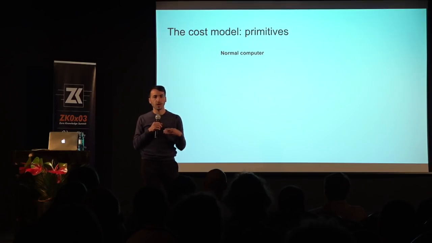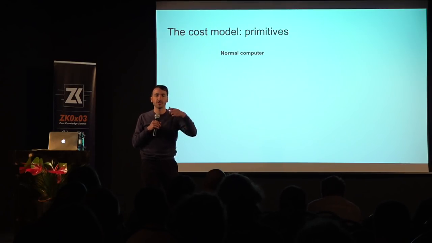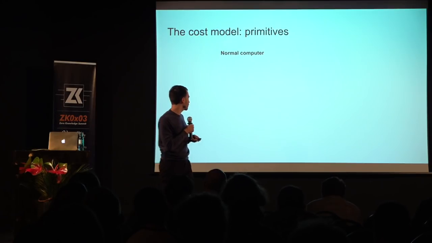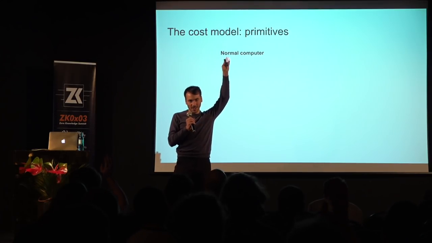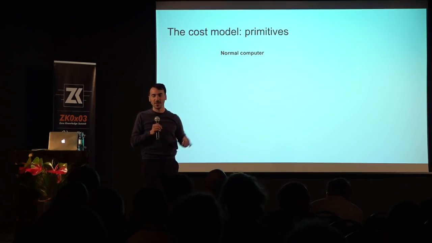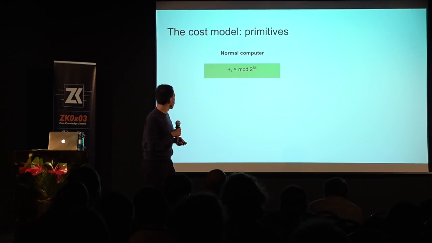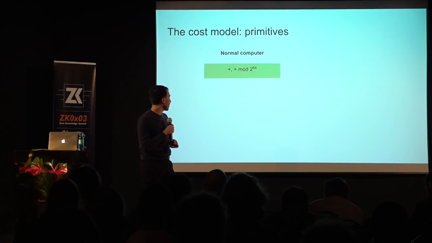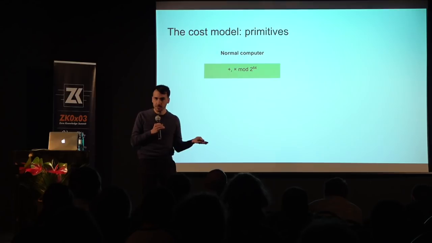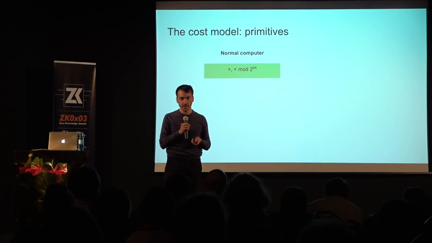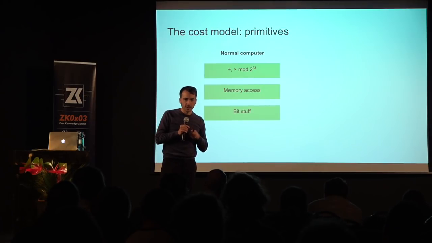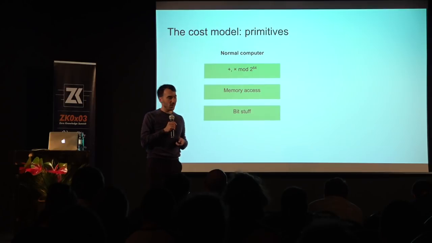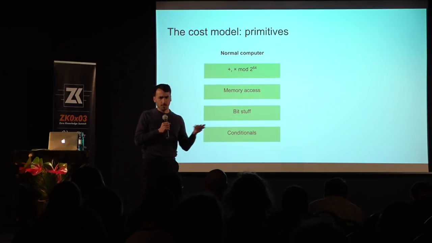And in terms of what are the efficient primitives that you have access to in both settings? So on a normal computer, who has programmed a computer? Oh, that's great. It's not every room that almost everyone raises their hand, so that's great. So in a normal computer, what do you have? You have, say, plus and times mod 2 to the 64, say, 64-bit ints. You have memory access. You can load and store from memory. You can do bit stuff, like or and and, and all that. And you have conditionals, jumps, basically.